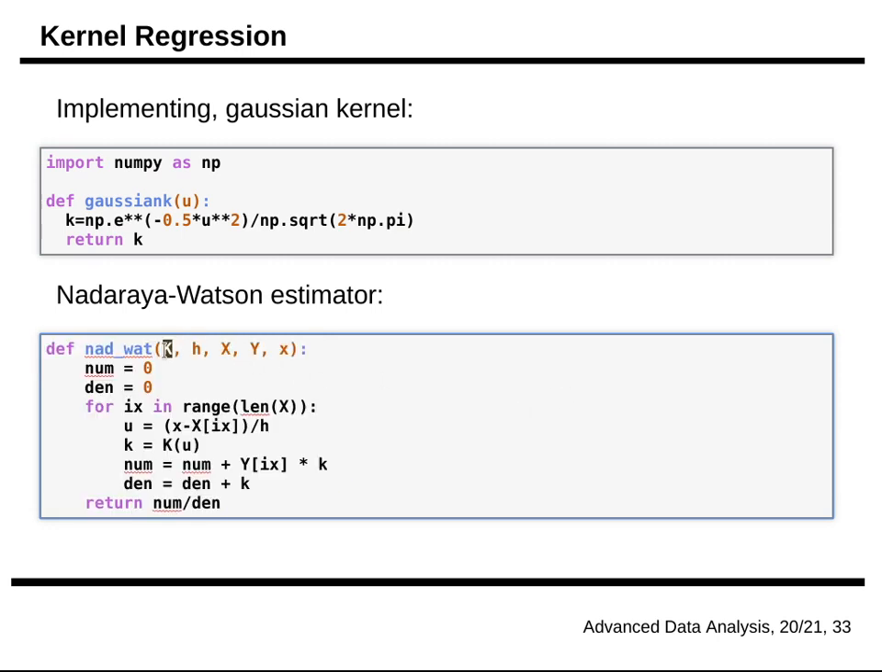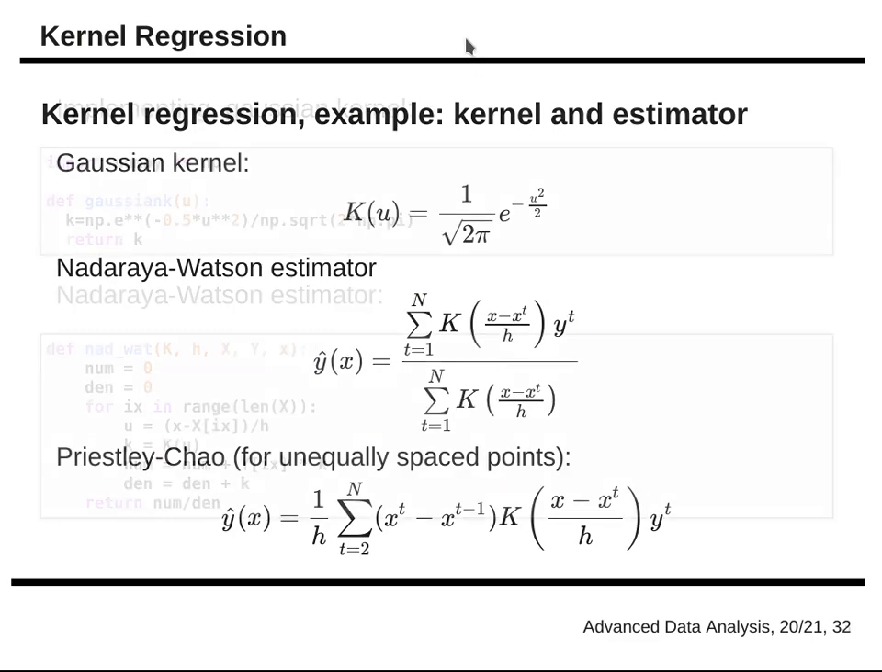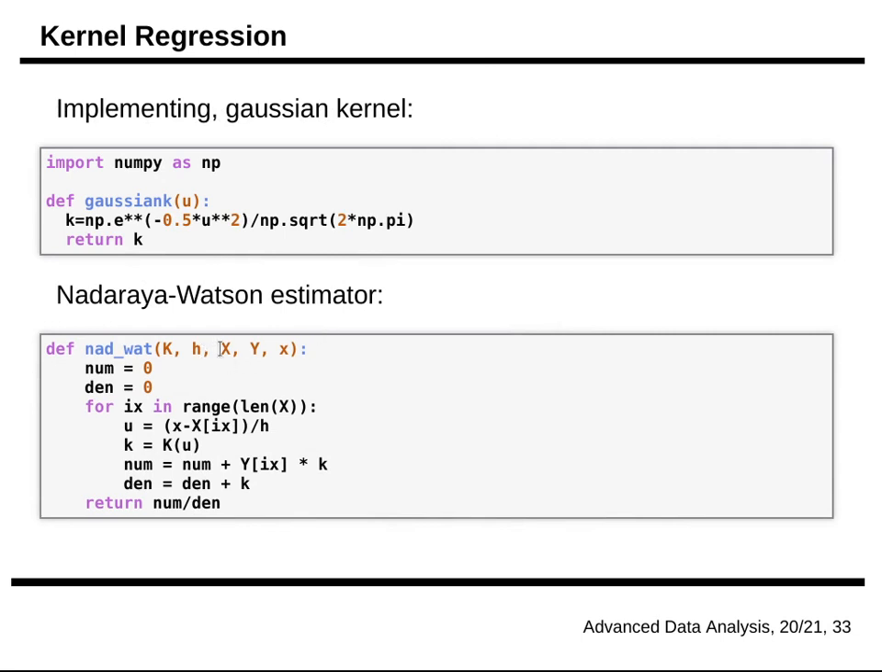So this estimator receives a function for the kernel, this h parameter here that we can use to adjust the width of the kernel, and this is the one that we're going to optimize, this hyperparameter, and the values of x and y in our data, and the x values for which we want to compute the estimate.